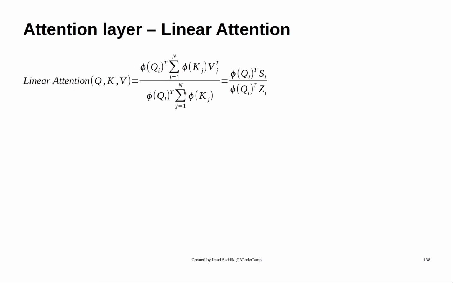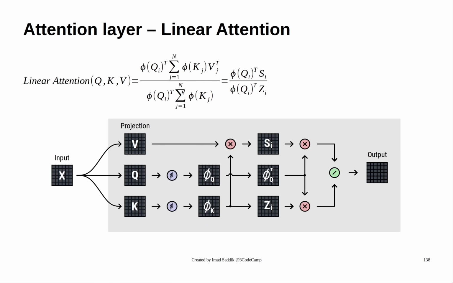First, we have our linear attention formula, and here is our diagram. This time, the diagram is different than the previous ones. First, we have this phi function that we apply to the query and key matrices. This gives us phi q and phi k. Also, if you look at the formula, we can turn it into this. So Si is basically this summation and Zi is this summation. So we can also compute these terms.